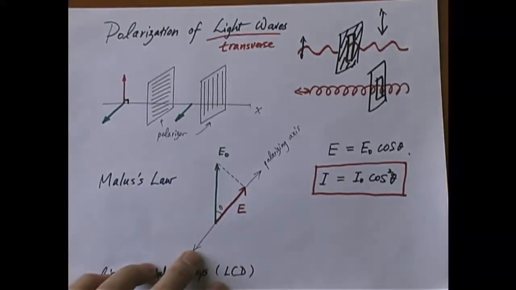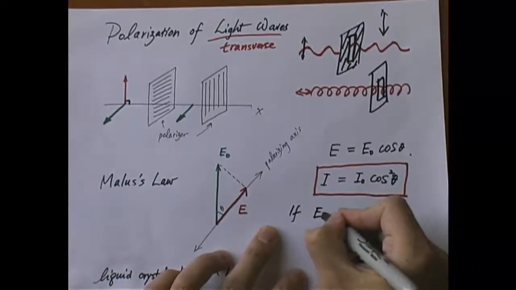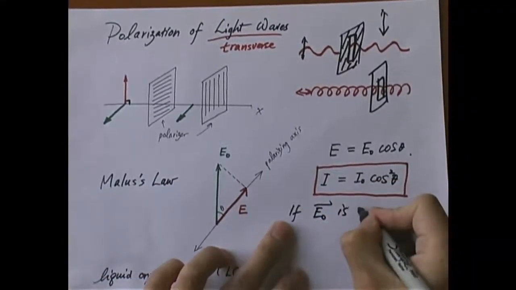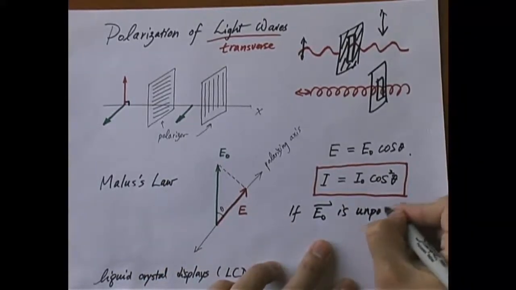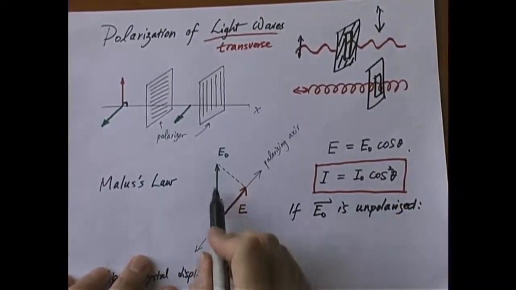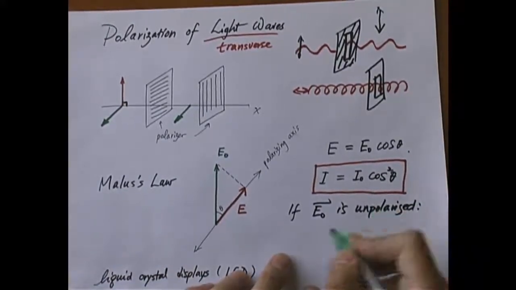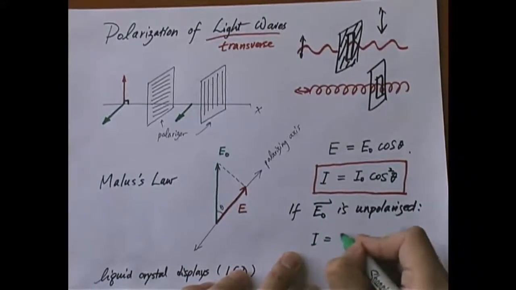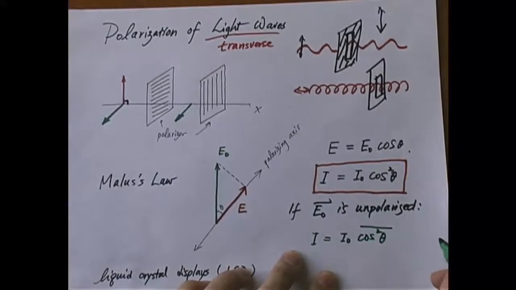We can do some simple math. If E naught is unpolarized, such as light from the sun, this E naught can point in any direction. Theta can change evenly between 0 and 360 degrees. Then I would have to use this: I equals I naught times the average value of cosine squared theta, because theta changes. It's not a constant anymore.